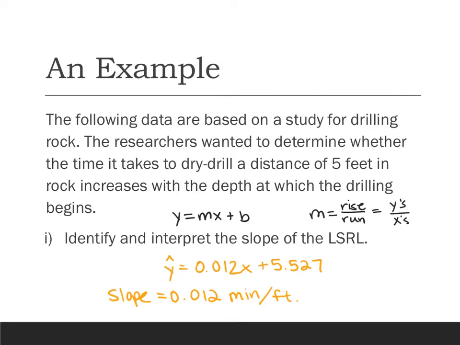And so what this slope ends up being, and I'm going to switch over to a new page so we can write it out, is that the slope is 0.012 minutes per foot. Minutes per foot that they started. So let's interpret that a little bit better in a full sentence.